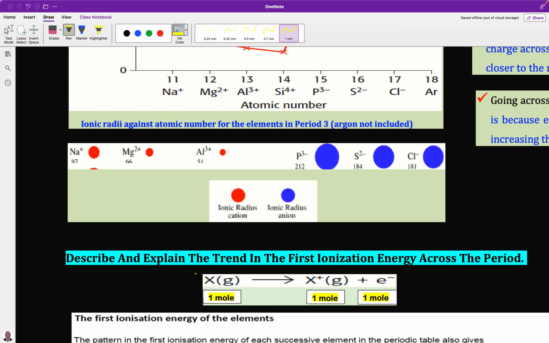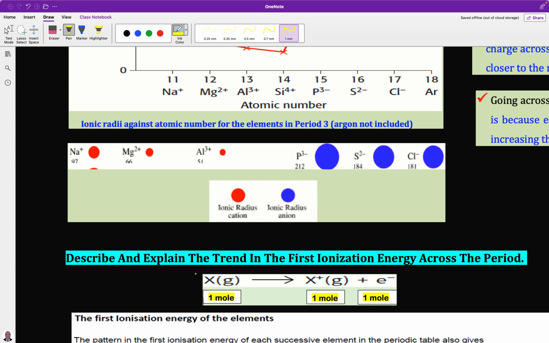You must mention the number of moles. You must mention that it is 1 mole. You must mention that it is removed from a gaseous atom. The atom is in a gaseous state. You must mention that it results in an ion which has one plus charge. We call it a unipositive charge. If we are talking of the second ionization energy, you need to mention 1 mole, but you need to put 2 electrons. You need to put 2 plus charge.